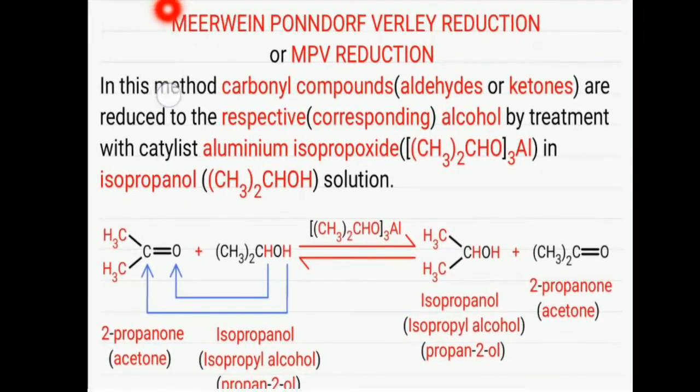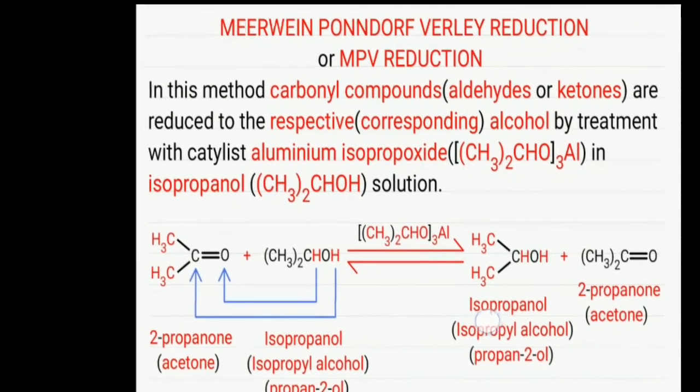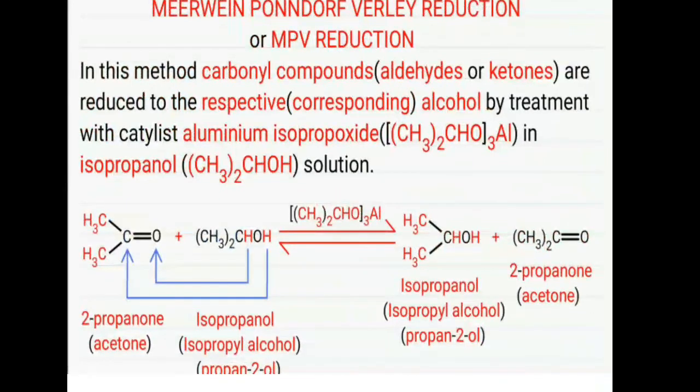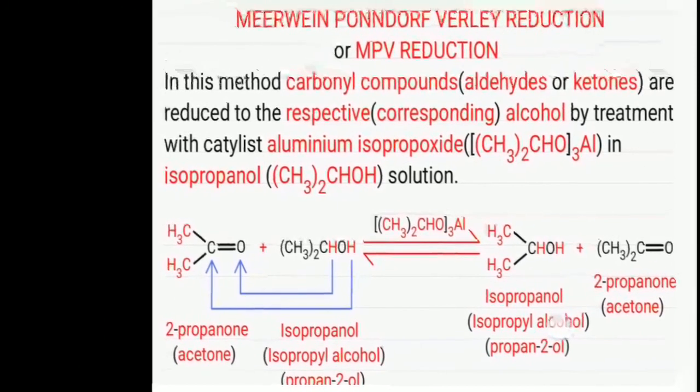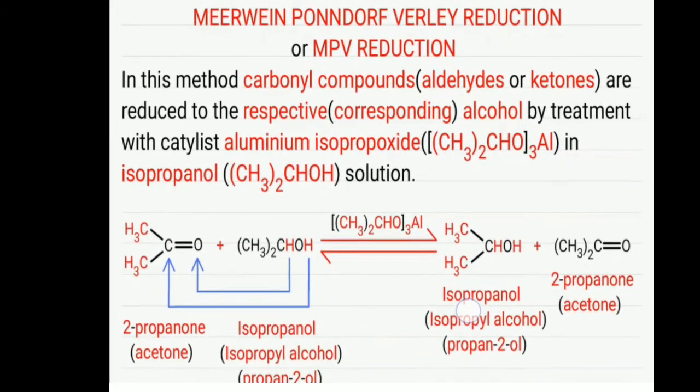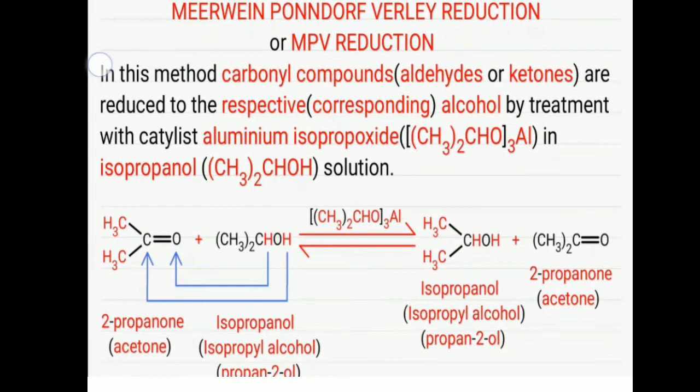aldehydes or ketones react with isopropyl alcohol to produce alcohols, in the presence of aluminium isopropoxide. This is called Meerwein-Ponndorf-Verley reduction. The backward reaction of this reaction is called Oppenauer oxidation.